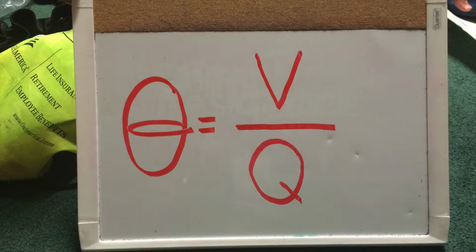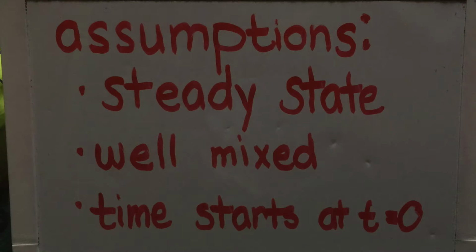To calculate the residence time of the system, we will use the following formula. Residence time equals volume divided by flow. With this formula, we are assuming that the system is well mixed and the flow in is equal to the flow out because the system is in steady state.